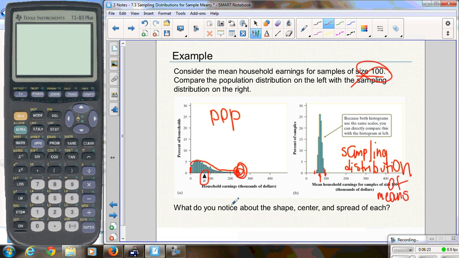And so when it asks you what do you notice about the shape, the center, and the spread of each, we can see that the shape of the sampling distribution is going to be more bell-shaped and symmetric. The center is exactly the same, or it should be if it's an unbiased estimator, and the spread is going to be smaller.